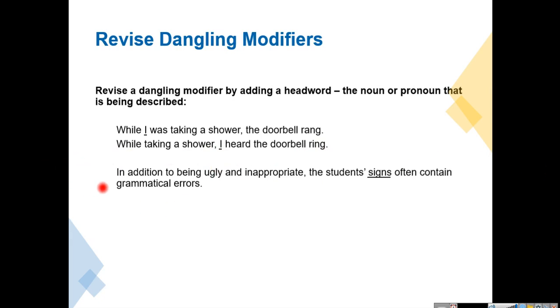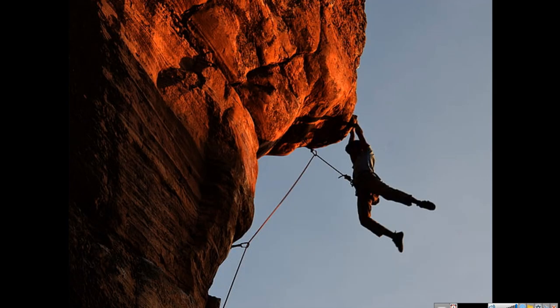And also this one. In addition to being ugly and inappropriate, the student signs often contain grammatical errors. Now we're not calling the students ugly and inappropriate. We're calling the signs ugly and inappropriate instead of the students, even if that was not our initial intention. So that's a quick look at dangling modifiers.